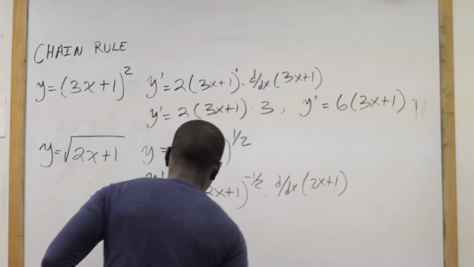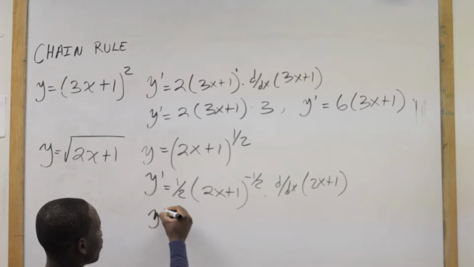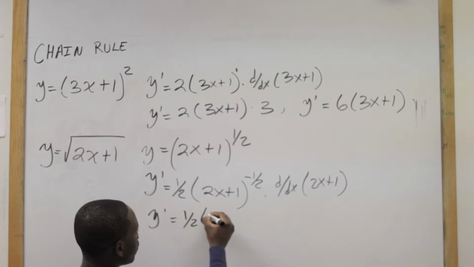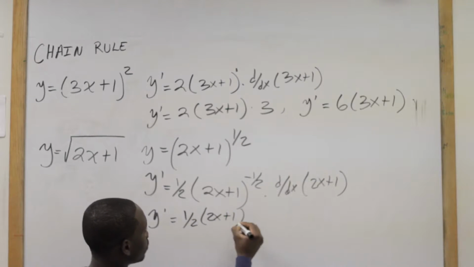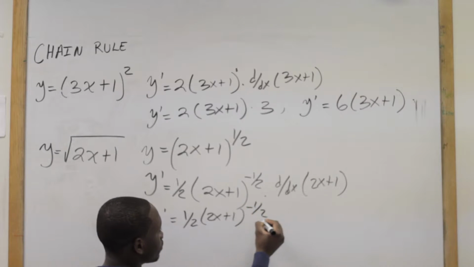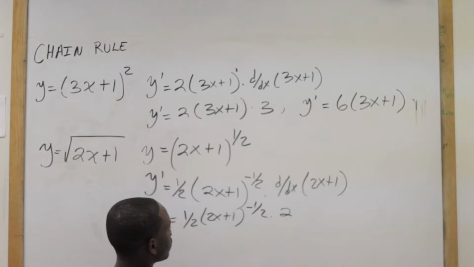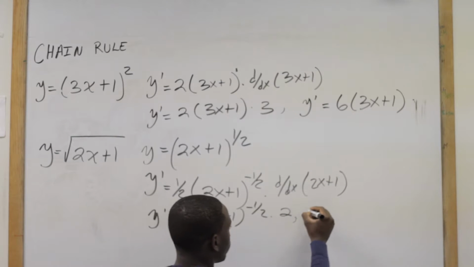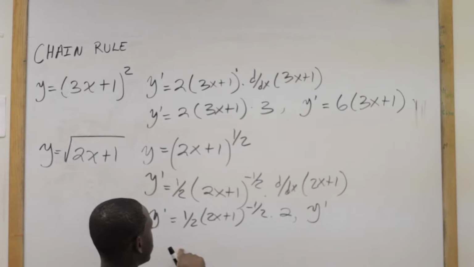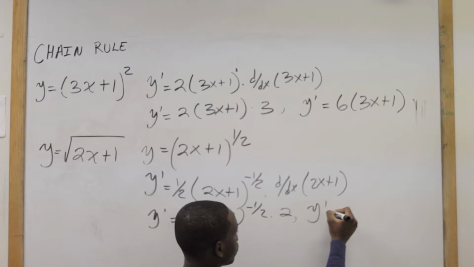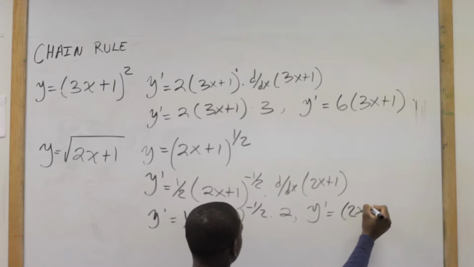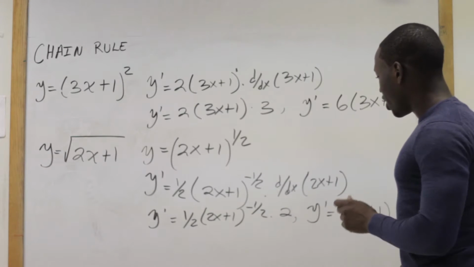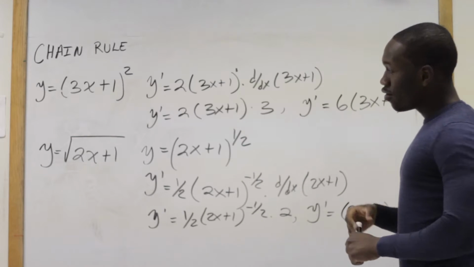Do the math. We get y prime is equal to 1/2 times (2x plus 1) to the negative 1/2 times 2. Multiply the 1/2 and the 2, those are your like terms. Y prime is going to be equal to 1 over the square root of 2x plus 1. That's how you utilize the chain rule to solve the basic derivatives.